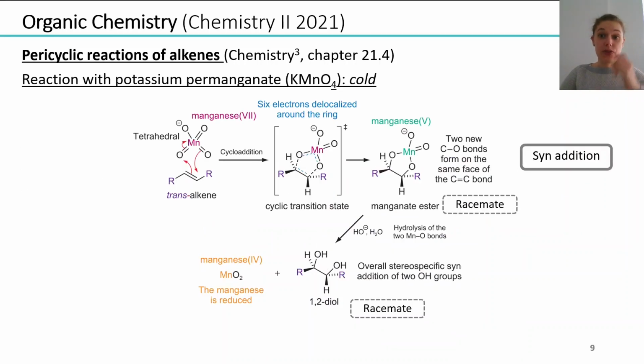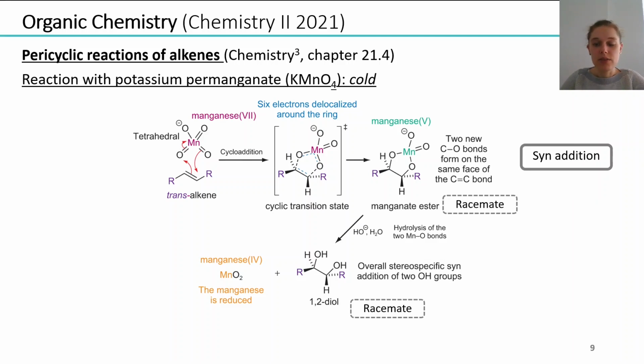And there's also another way to produce syn 1,2-diols, and this way is the reaction with potassium permanganate in a cold reaction. If we don't want to use osmium tetroxide to produce syn 1,2-diols, we can also use a cold and diluted potassium permanganate solution, which then reacts with the carbon-carbon double bond in a pericyclic reaction to produce, after a subsequent hydrolysis, the 1,2-diol also in the syn configuration.